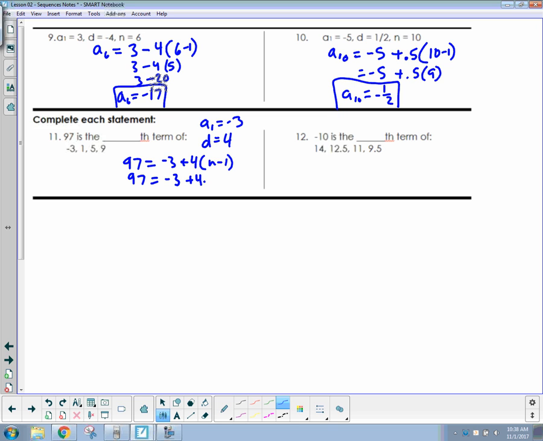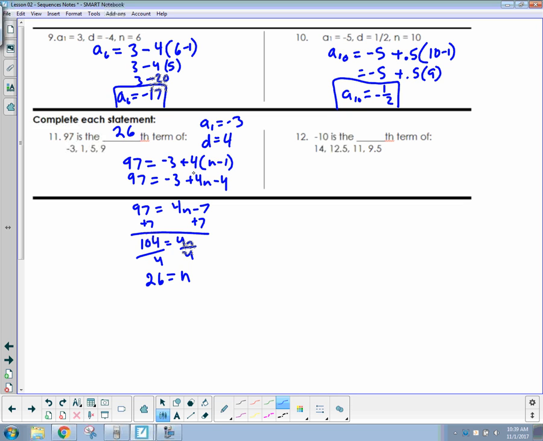And then from there, we're going to add 7 to both sides. And we get 104. We're going to divide by 4. I'm sorry if you can hear the vacuum. We get 26. So our answer is 26th term. Again, we're looking for it.